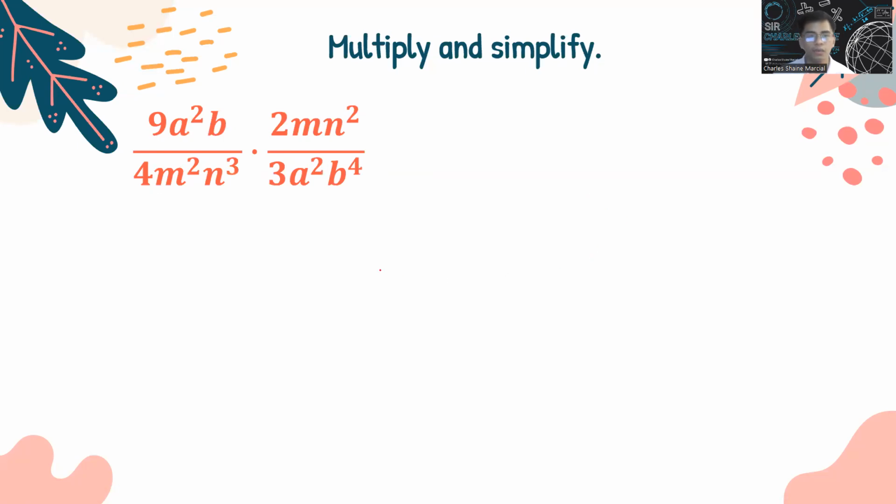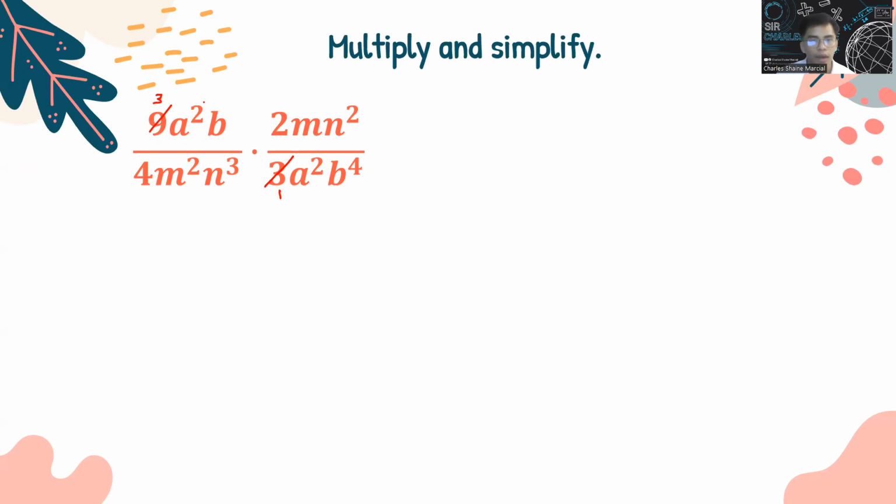We have 9a squared b over 4m squared n cubed times 2mn squared over 3a squared b raised to 4. So ang gagawin natin, let's use the cancellation or the cross multiplication method. We have 9 and 3. Ano yung common factors nila? 3. 3 divided by 3 is 1. And 9 divided by 3 is 3.